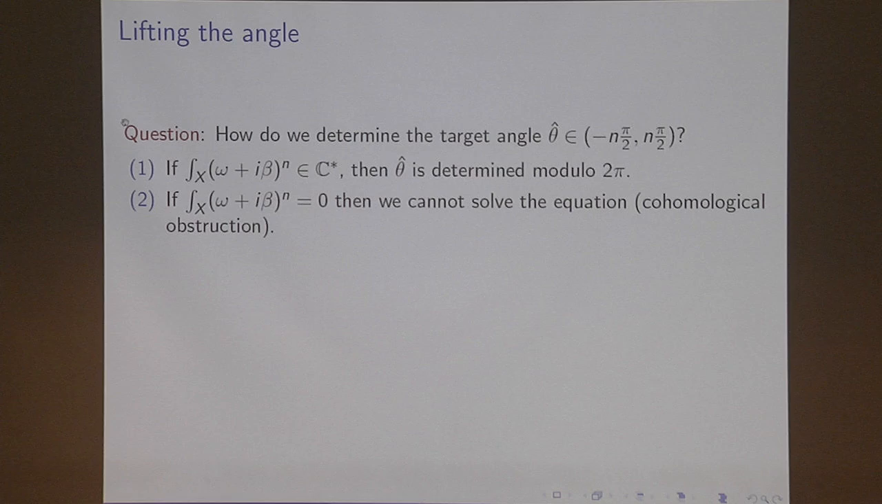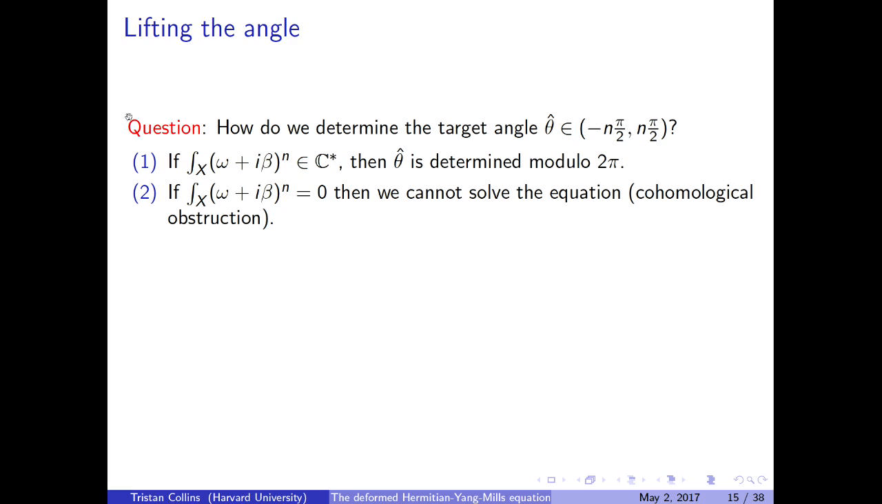On the other hand, if this integral is 0, then there's no hope of solving the equation. Because you see, if we could solve the equation, then this volume form, by taking the solution, this volume form would map into a fixed line, and by integrating over the manifold, of course, the average of this complex number would have to lie in this fixed line also. It couldn't sort of somehow add up to 0. And so we get a cohomological obstruction to solving the equation if this integrates to 0. And this really does happen. So I'll say more about that later.